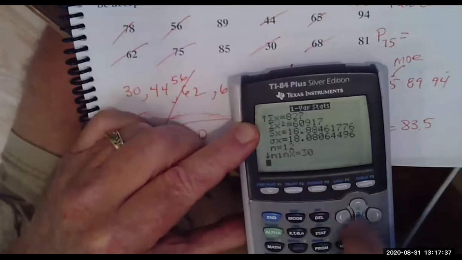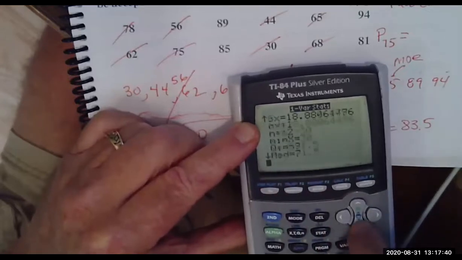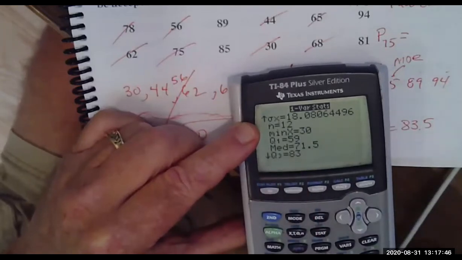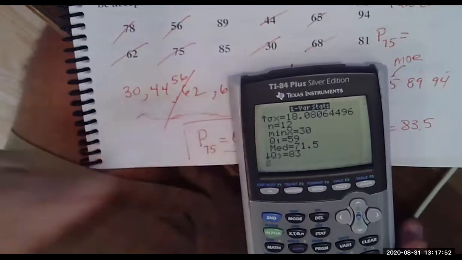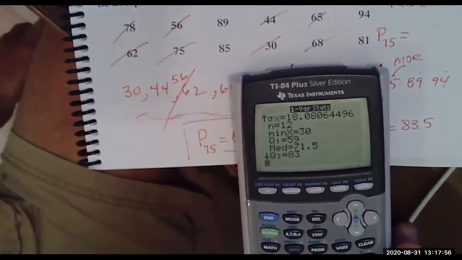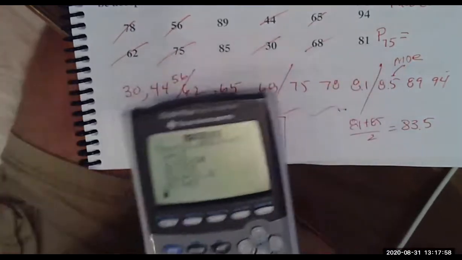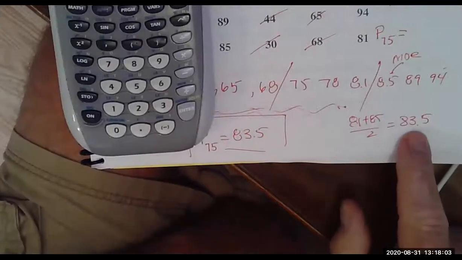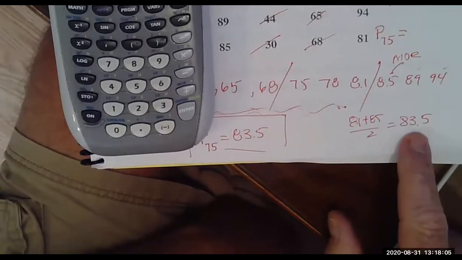Okay, if I scroll down, then you notice Q3. See the Q3? Called the third quartile. That's exactly the same as the 75th percentile. Now you might say, why is it 83 and not 83.5? Well, I think I made a mistake. I think this is my mistake in here. I did the math wrong. I just did that in my head without doing it.